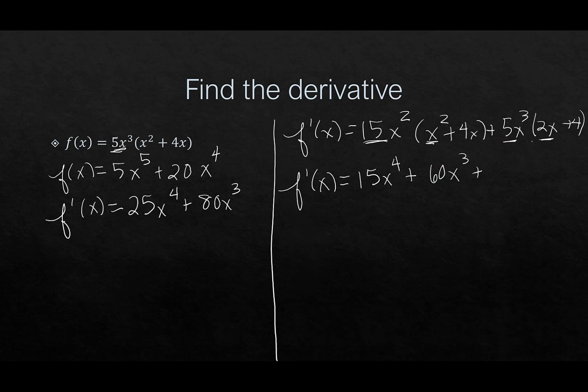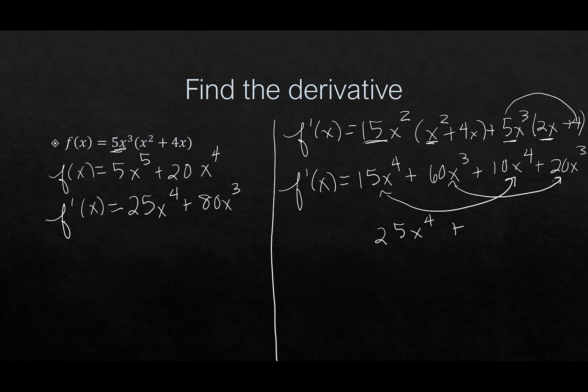5x cubed times 2x, that's 10x to the 4th. And then 5x cubed times 4 is 20x cubed. I have an x to the 4th and an x to the 4th, so 15 and 10 gives me 25x to the 4th. I have 60x cubed along with 20x cubed, which gives me 80x cubed.